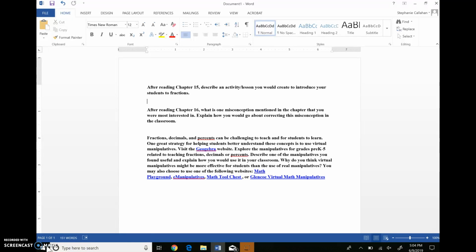Okay, so an activity that I would do to introduce students to fractions is starting with the fractions of a whole. I would talk to them. I would first just try to get them to think about fractions, and they probably don't realize the amount of fractions they use in their daily lives without realizing it.